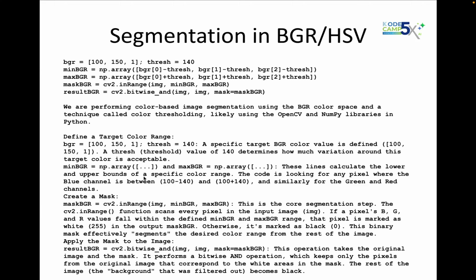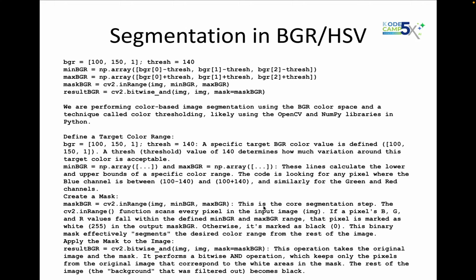So what we do here is we are looking for any place in the pixel where the channel is between 100 and 140, that's in between the two. And similarly for the green and the red channel, the same thing. And then we mark the blue, green, red. All right, so what we do here is in this place you see right here.